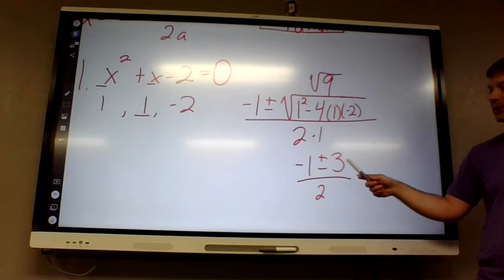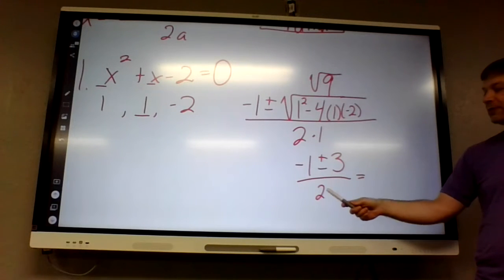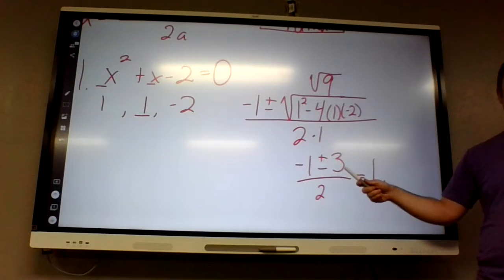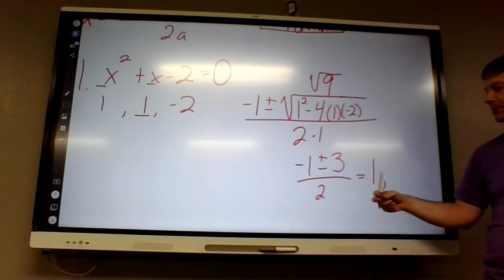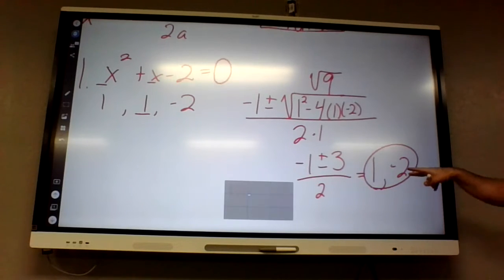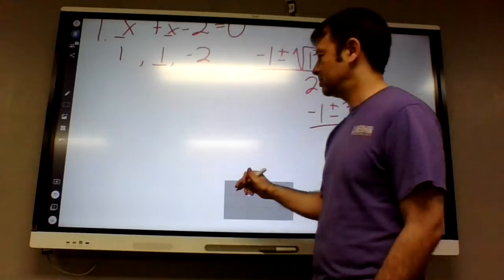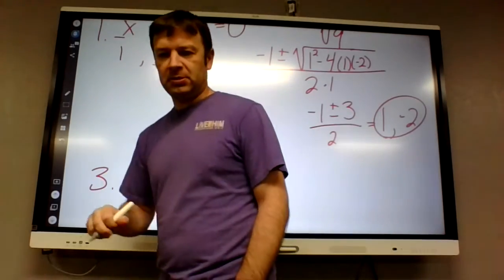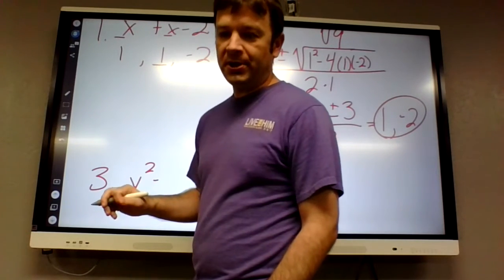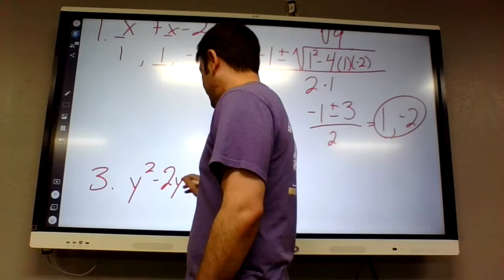What's negative 1 plus 3? Positive 2, divided by 2 is 1. What's negative 1 minus 3? Negative 4. Negative 4 divided by 2 is negative 2. Well, I'm going slow. I could go fast, but that would probably not be wise. As you do more of these, you'll probably pick your speed up a little bit, so you don't have to be that slow.